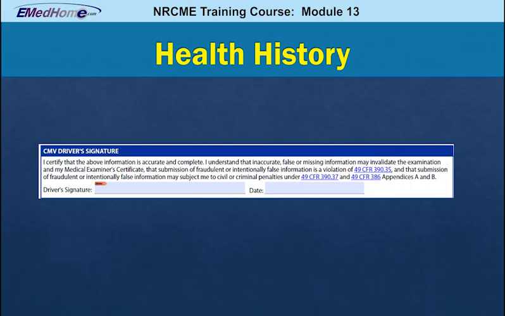Ensure that the driver signs and dates the medical evaluation report form. By signing the form, the driver certifies that the information and history are complete and true. The driver's signature also acknowledges that providing inaccurate or false information or omitting information could invalidate the medical examiner certificate. A civil penalty may be levied against the driver who provides a false or intentionally incomplete medical history.